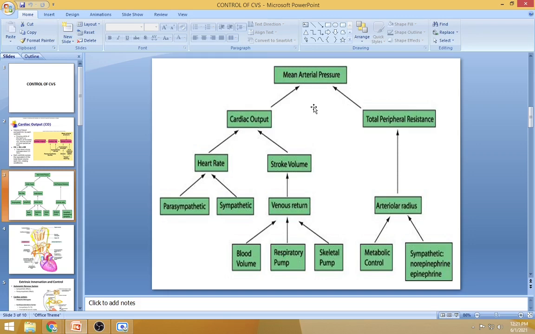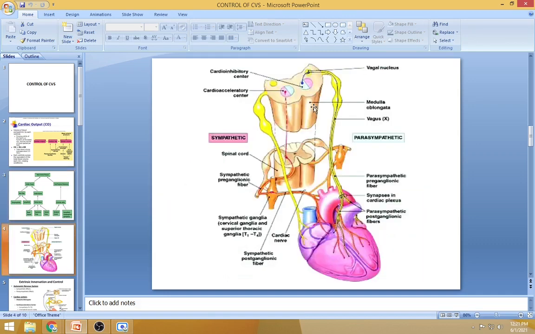Fine. So I think that sets the tone for what we're going to discuss today, the control of the cardiovascular system. As you can see, the cardiovascular system is basically made up of the heart and the blood vessels. So it is not only the control of the heart, it is the control of this entire system, the heart as well as the vascular system.